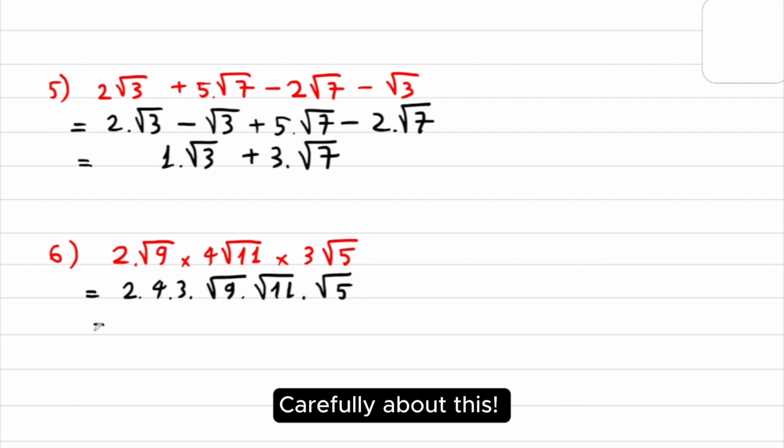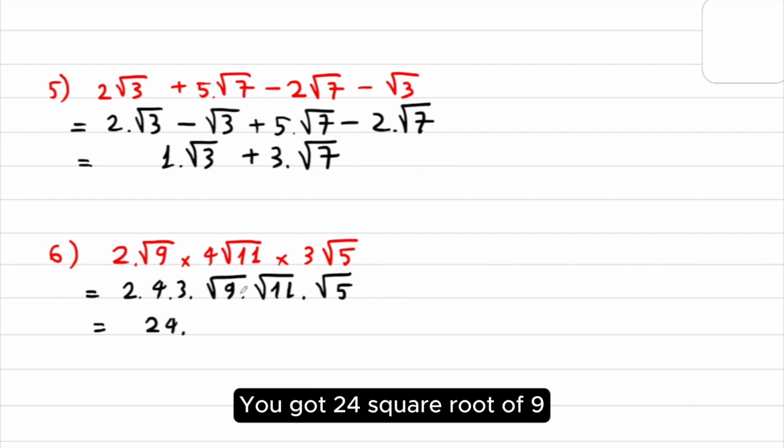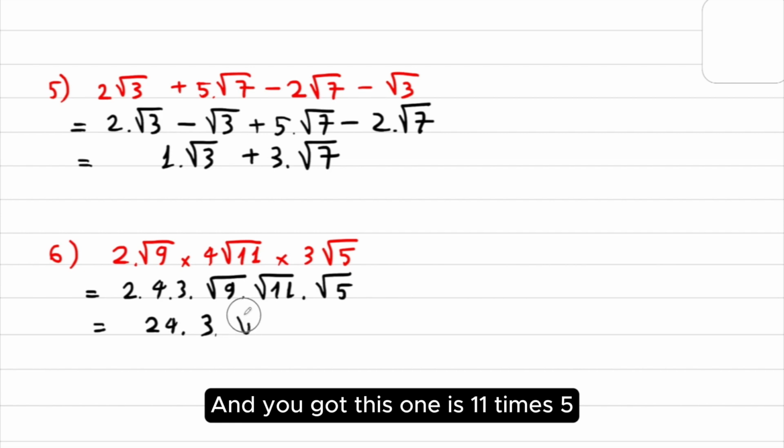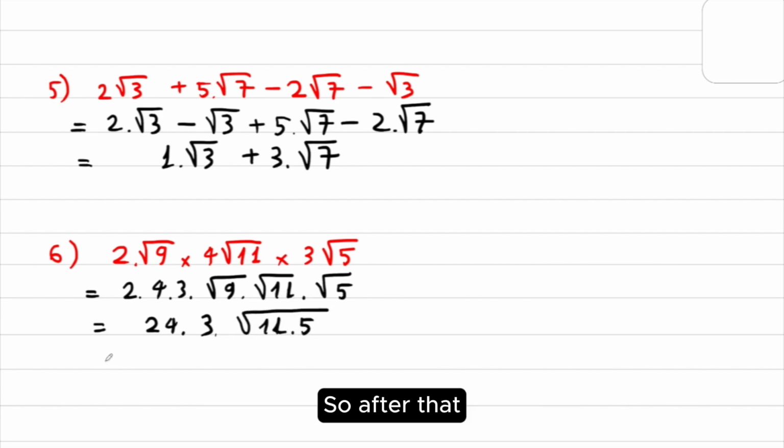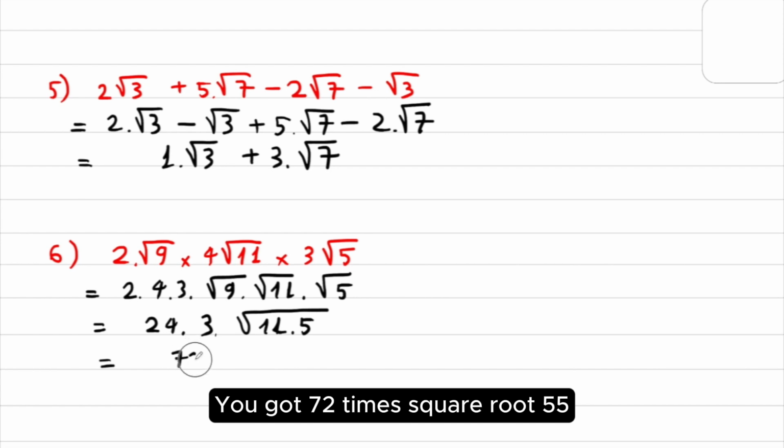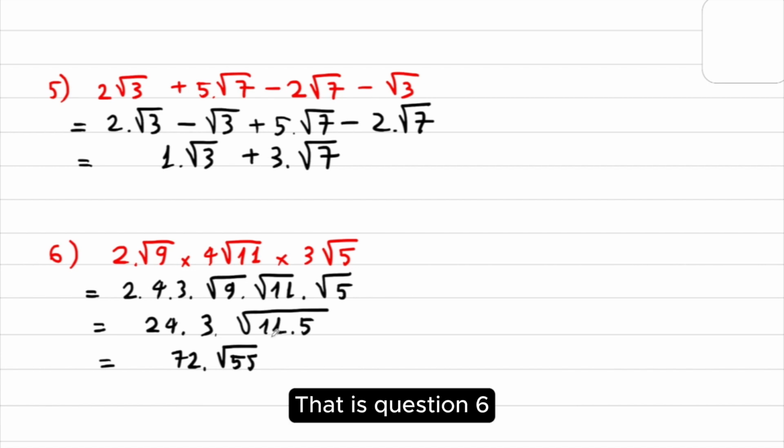Okay, carefully about this. 2 times 4 times 3, you get 24. Square root of 9, you remember? That is 3. And this one is 11 times 5. So after that, you get 72 times square root 55. Square root 55 in here. Okay, that is question 6.